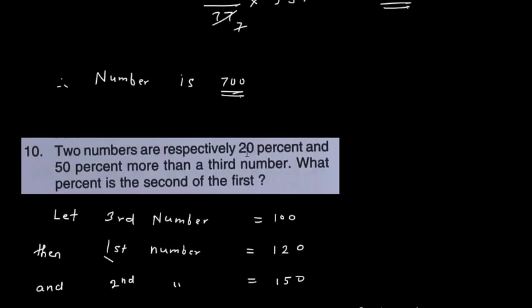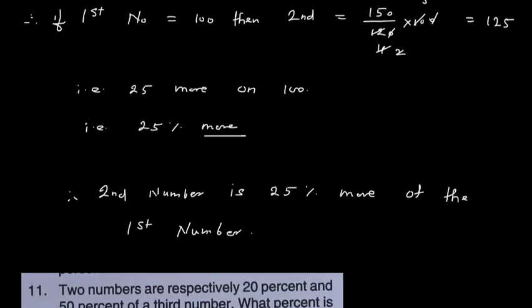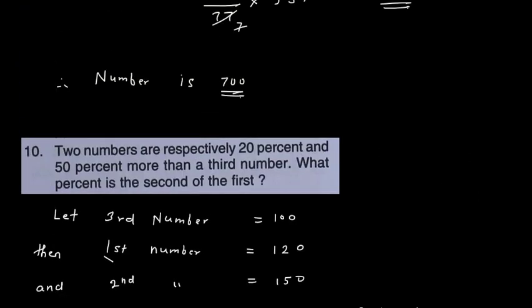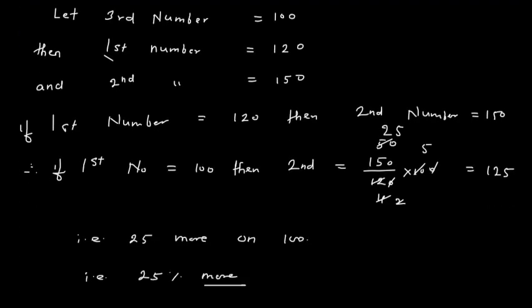Again, the third number you will consider as x, then the two numbers will become 120 and 150. Then what percent is the second of the first? Here it is 20% and 50% of the third number. Now here it is not mentioned that it is more. Okay, see the difference in the question.